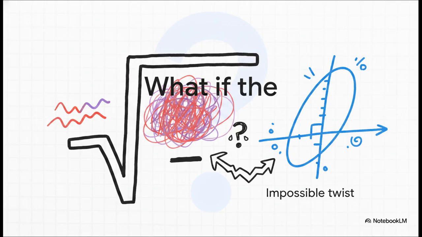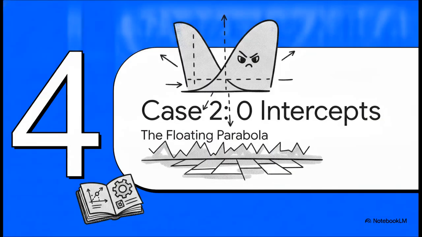But we have to ask, what happens when the math tries to break our rules? What happens if you get a negative discriminant? That part hiding under the square root in the quadratic formula? If that is negative, things get a little weird. Part 4. Case 2, 0 intercepts.